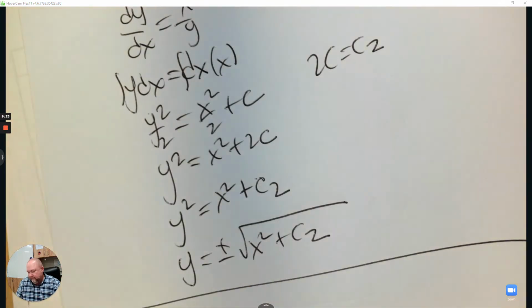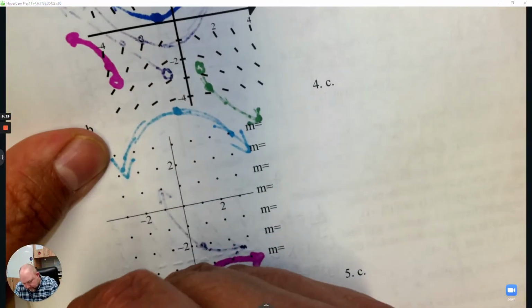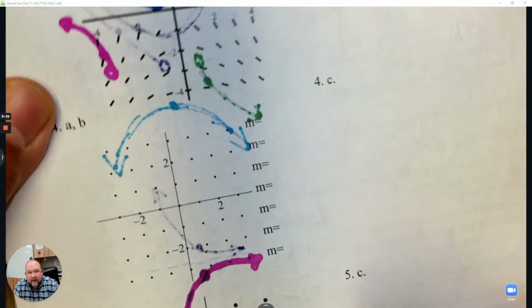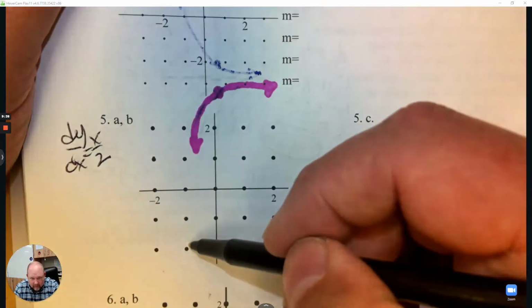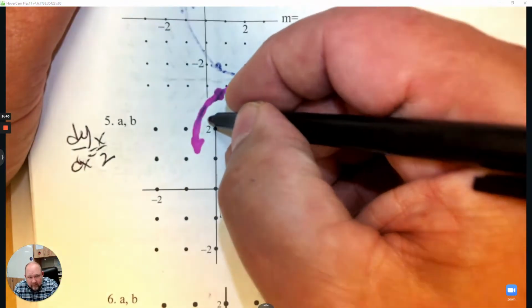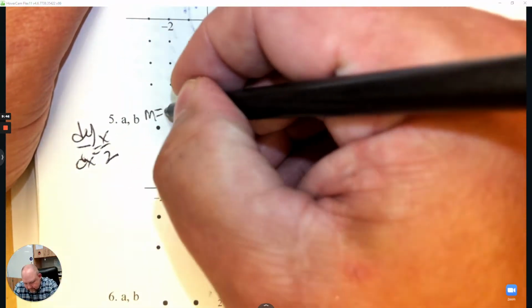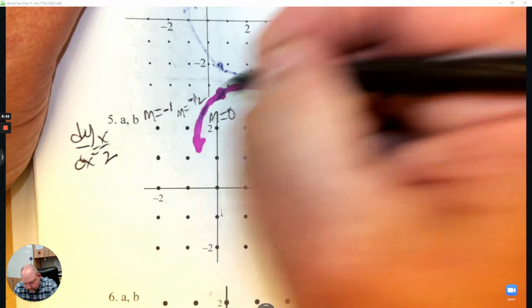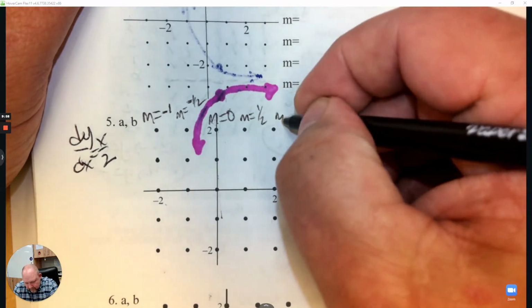Number 5, draw a slope field. I'm going to go here to draw it. And it's x divided by 2. So because it's x divided by 2, only the x value, I can actually go by columns. So if I plug in 0, the slope is 0. If I plug in negative 2, the slope is negative 1. If I plug in negative 1, the slope is negative 1/2. Positive 1 would be positive a half, then positive 2 divided by 2 is 1.